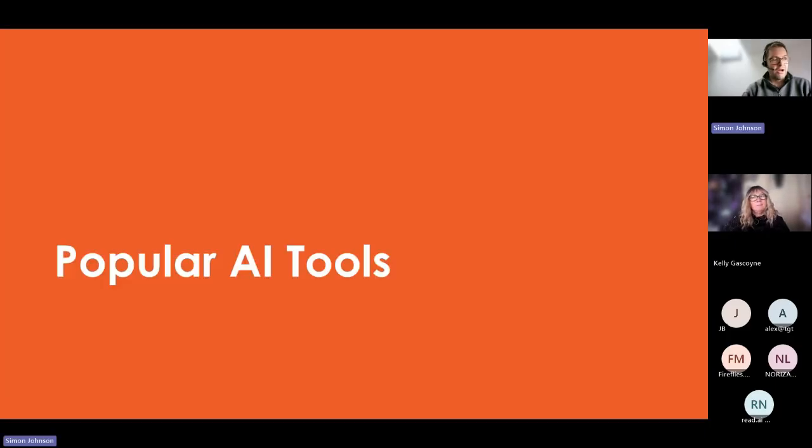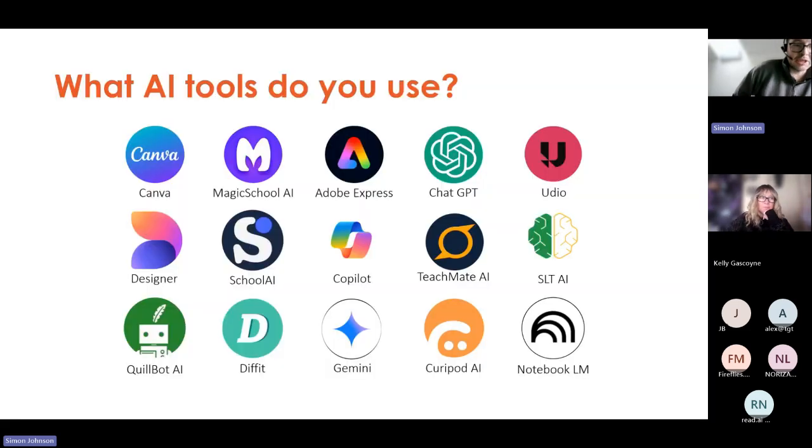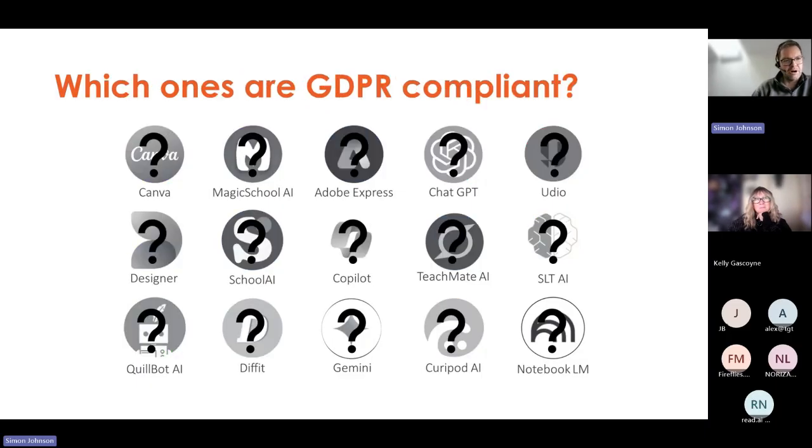So I want to start off by just sharing some examples of tools that teachers might already be using in their classroom. Tools like Canva AI, Magic School AI, Diffit, Copilot, TeachMate, SLT AI. I saw a blog recently, I think it was on LinkedIn, sharing 92 AI tools for educators. And the question that arose for me straight away was actually, how many of those tools are GDPR compliant?